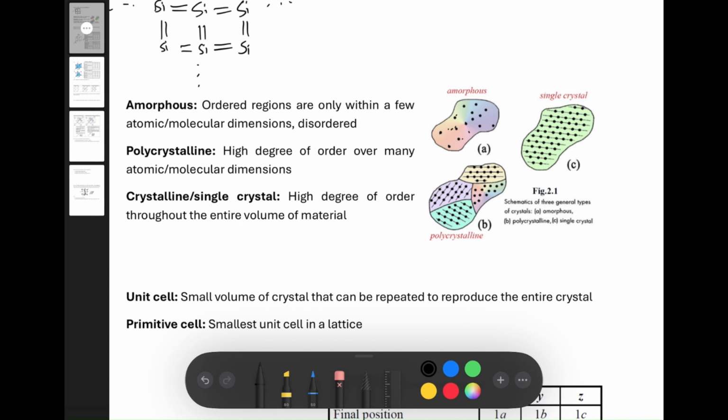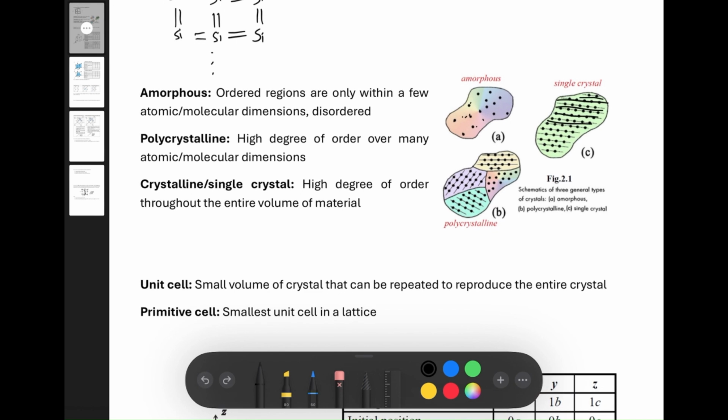On the other hand, a single crystal, or crystalline material, is where there's a high degree of order throughout the entire volume of material. You can see this is very ordered and they are in the same direction. They are in long chains. A crystalline material has very good electrical properties, but it's also expensive.